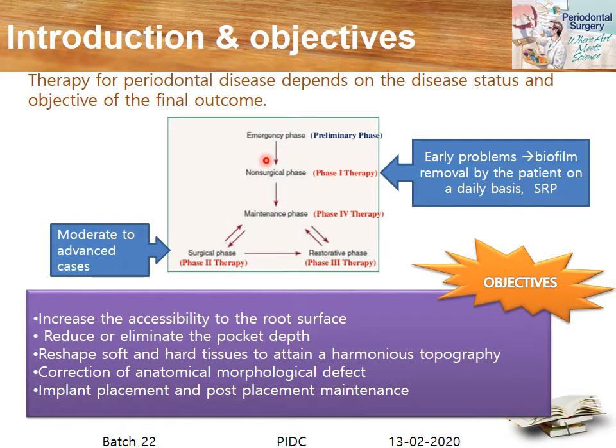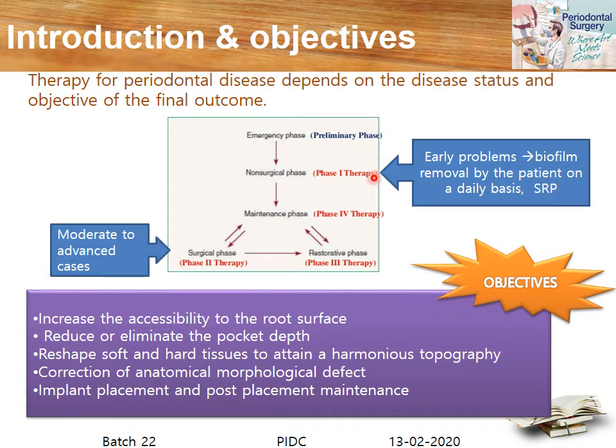You're all aware of this preferred sequence of therapy, wherein your maintenance therapy forms the heart of periodontal therapy, starting with your emergency phase, then it moves on to the non-surgical phase, then you put the patient on the maintenance phase. After that, you put the patient either to the surgical phase and then to the restorative phase. Again, after the surgical phase, the patient has to enter the maintenance phase. After the restorative phase, the patient has to enter into the maintenance phase. So this forms the heart of the periodontal therapy.